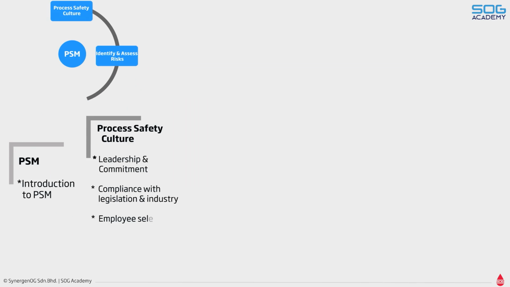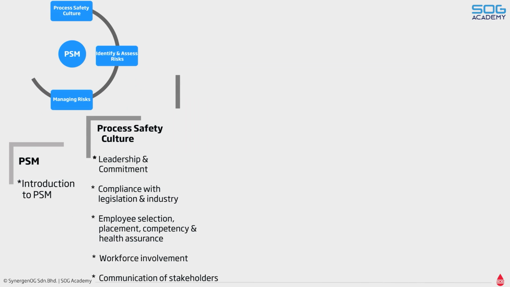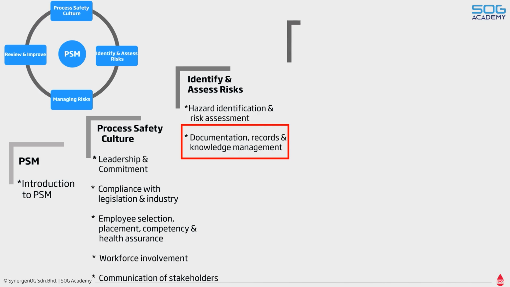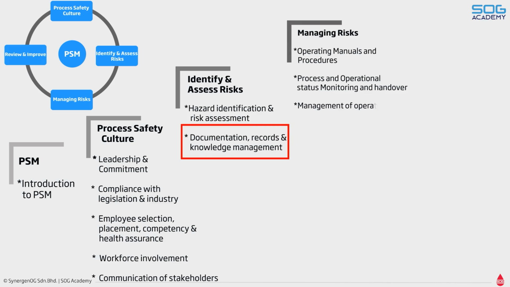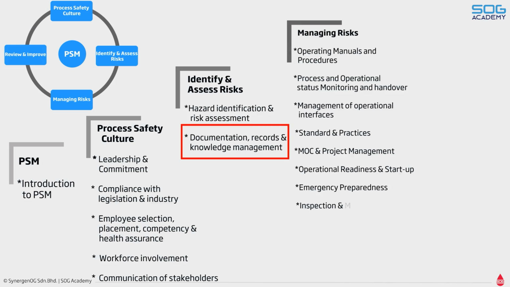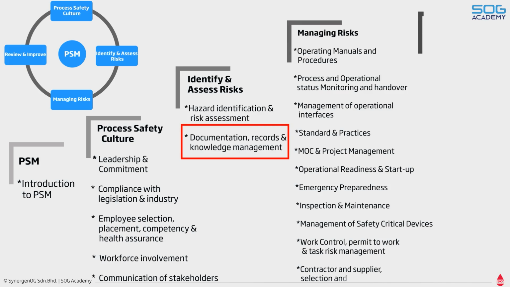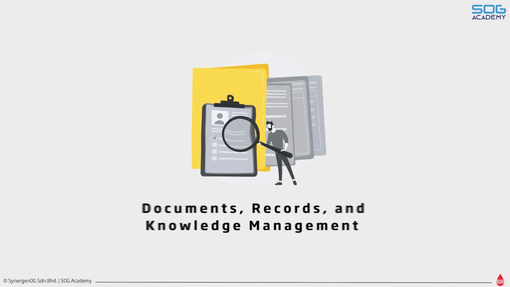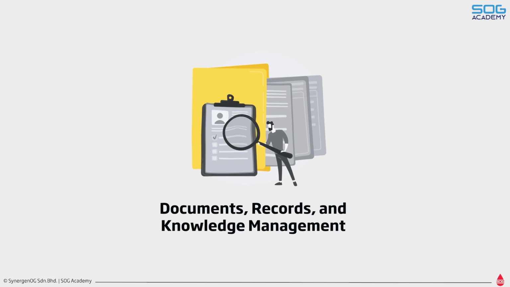In the previous video, we discovered the PSM element, hazard identification and risk assessment, and their importance as part of process safety management implementation. Today, we will continue to explore the element documents, records, and knowledge management, located in the subpillar of identifying hazards and risks. It outlines why it is essential for an organization to keep accurate records and information.